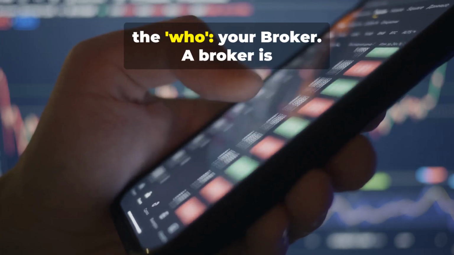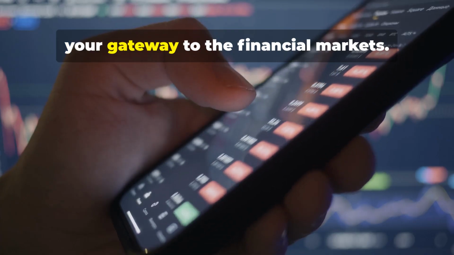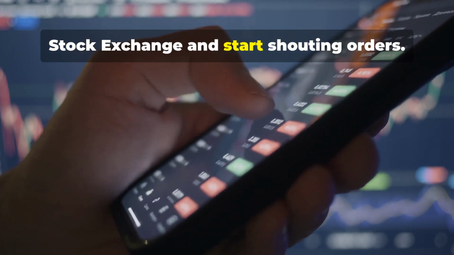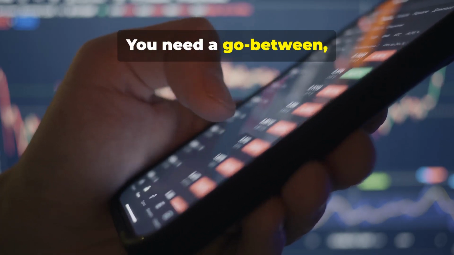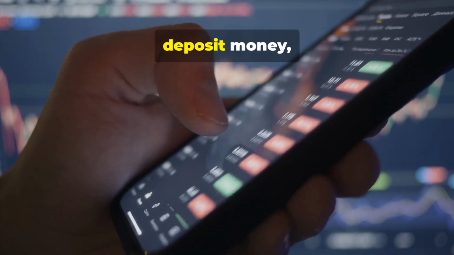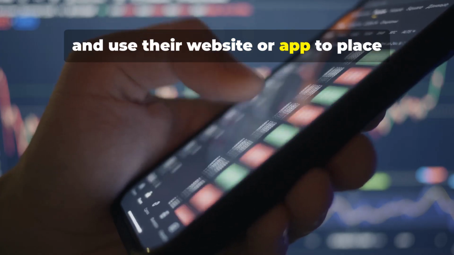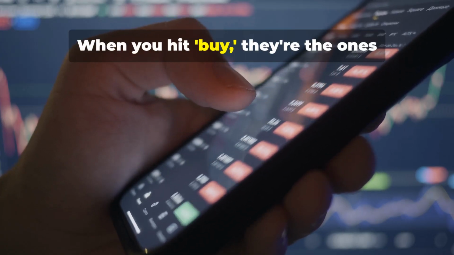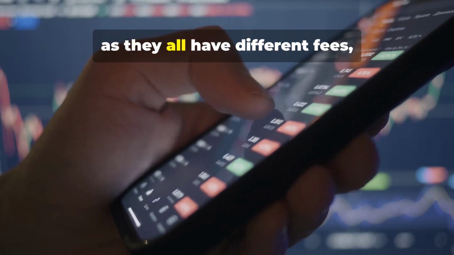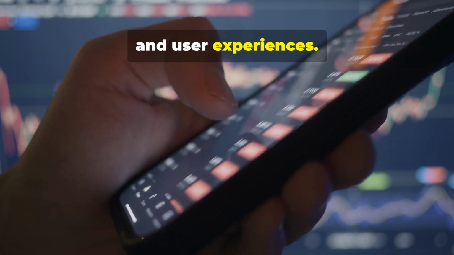First, the who, your broker. A broker is your gateway to the financial markets. You can't just show up at the New York Stock Exchange and start shouting orders. You need a go-between, a company licensed to execute trades for you. You open an account, deposit money, and use their website or app to place your orders. When you hit buy, they're the ones who make it happen. Choosing a good broker is a big deal, as they all have different fees, tools, and user experiences.